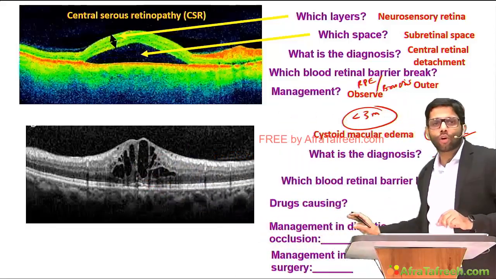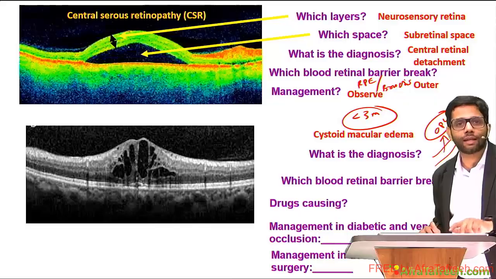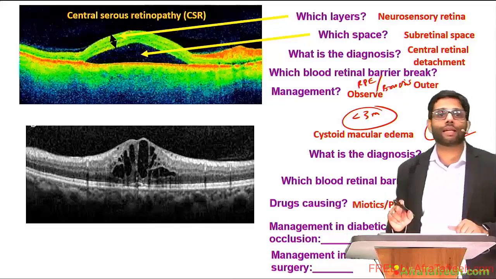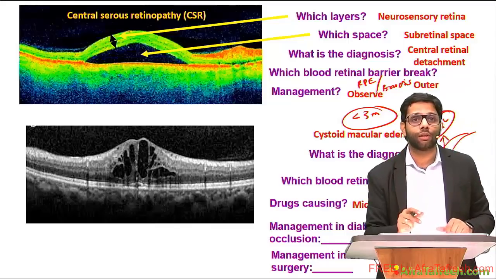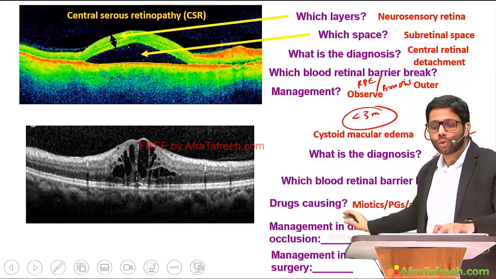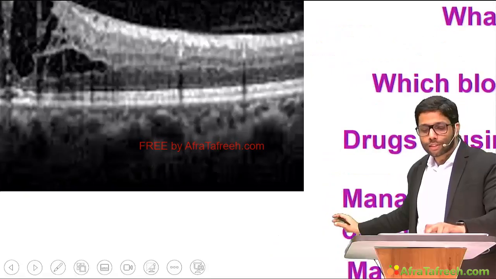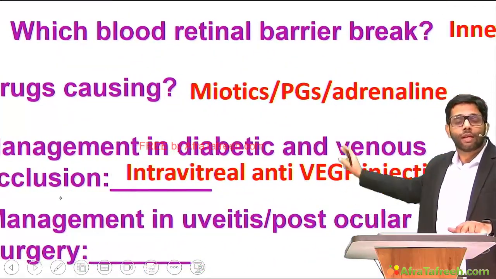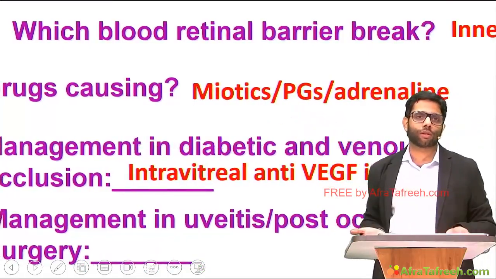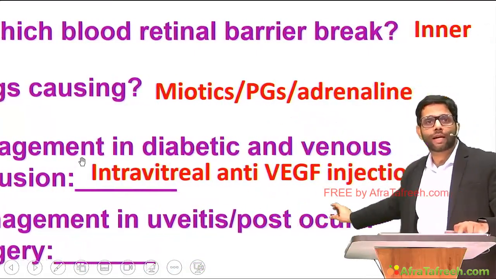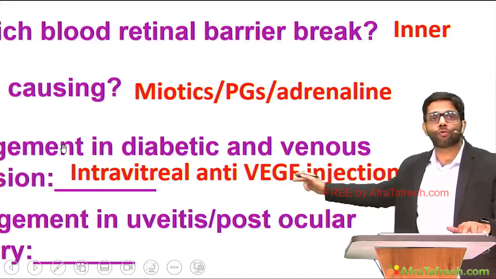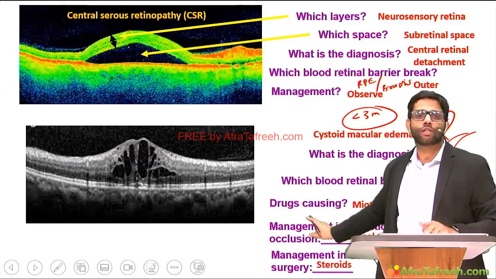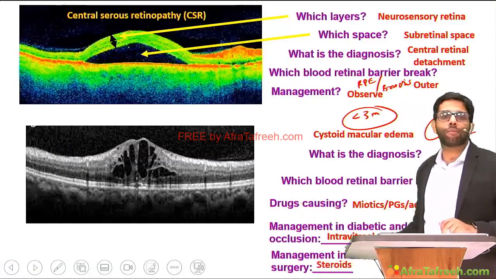Now this can be caused by drugs like prostaglandins, like miotics, like adrenaline. This can be seen in diabetic patients, venous occlusion. This can be seen after cataract surgery due to inflammation as well. If the problem is diabetes, the answer is intravitreal anti-VEGF injections. If the drug is the problem, stop the drugs. Management of post-cataract surgery, Irvine-Gass syndrome or uveitis, that can also lead to inner barrier break. Then the answer will be steroids. So treatment of CME depends on the cause; steroids.